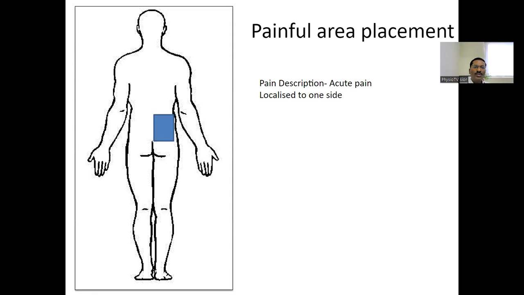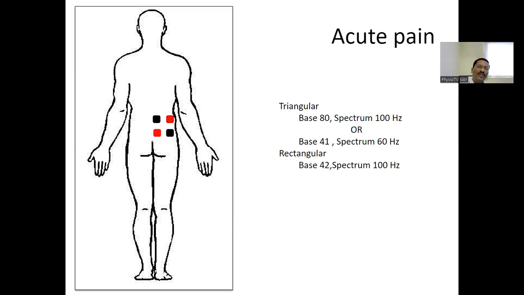Suppose the pain is located in the low back. Here the pain can be acute, which may be localized to one side. So what we do is we use the 4-pole method, which we call the quadripolar method, where we place the electrodes diagonally. One channel is in one diagonal and another channel is in the other diagonal. So what happens is there will be interference in the middle, and that is the area where the pain is situated.